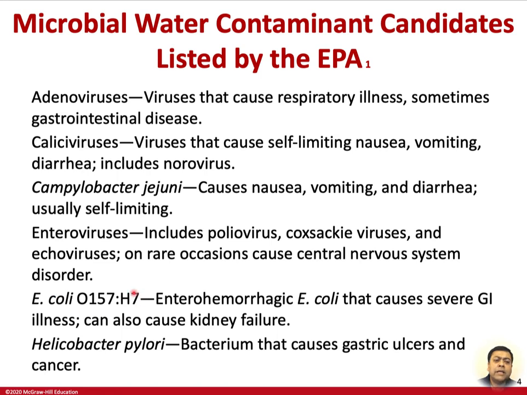And then you have an E. coli. This is the enterohemorrhagic E. coli, which causes the bloody diarrhea. Sometimes this causes kidney failure and it could be life-threatening. This is the O157:H7, meaning oligosaccharide 157 and hemagglutinin H7, this specific strain.